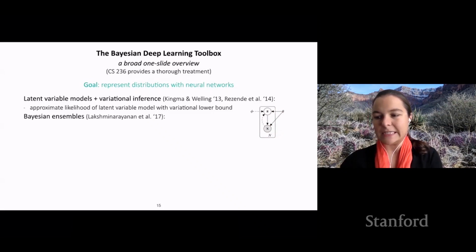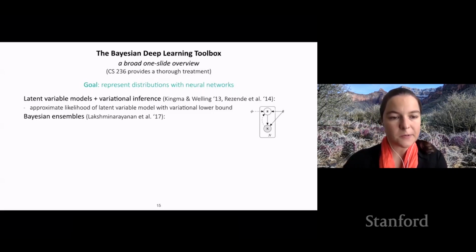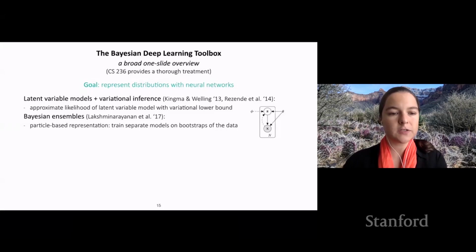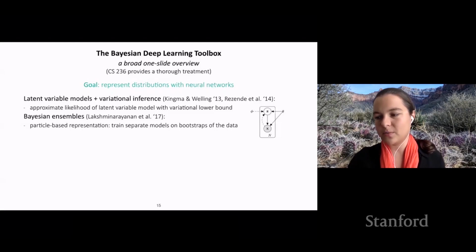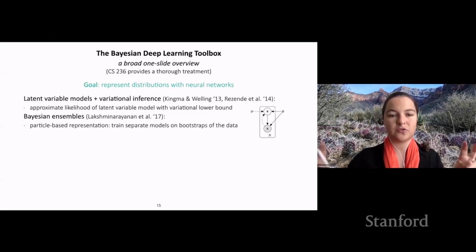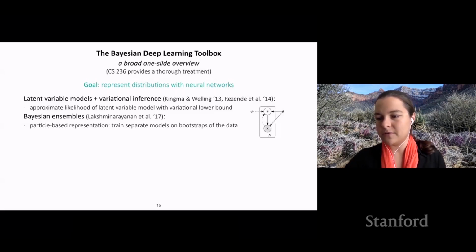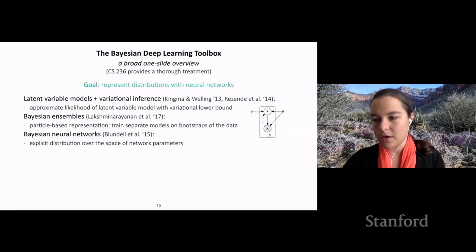The second class of methods is Bayesian ensembles. This gives you a particle-based representation of a distribution that basically gives you samples from a distribution. And the way that it works is you just train separate models on different bootstraps of the data. So you basically resample the data a few times, train models on different samplings of the data. And then the different models give you basically different estimates or different samples from your distribution. So these are two of the more popular approaches that we'll talk about today. A couple other approaches.